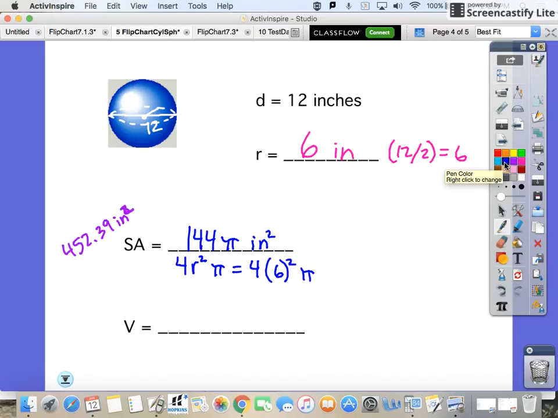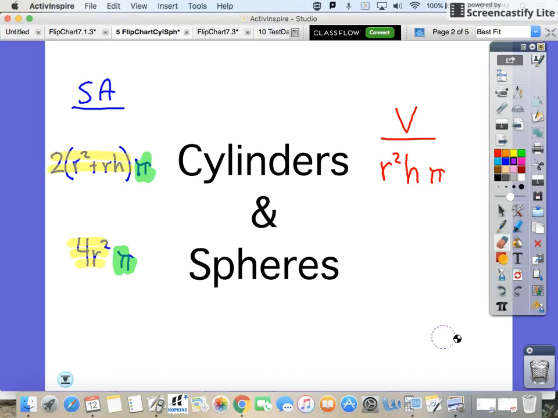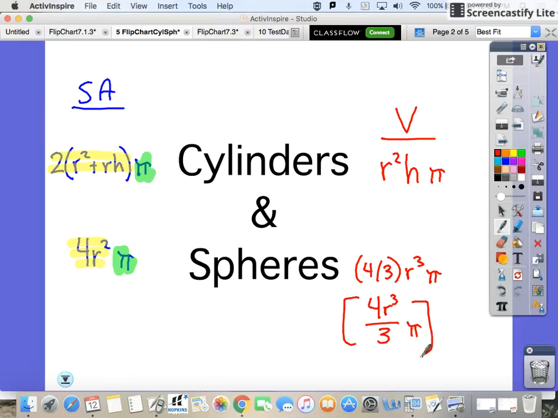And then last is our volume. So the volume of a sphere is 4/3. Oh shoot, I just realized I had you guys write down this formula incorrectly. I wrote down the formula for a cone. I apologize. This one should be 4/3 r cubed times pi, or 4r cubed divided by 3 times pi. Either way is fine. I apologize, you guys. That was my bad.